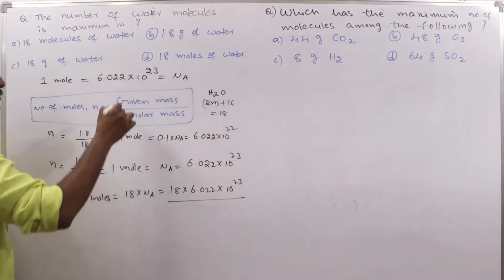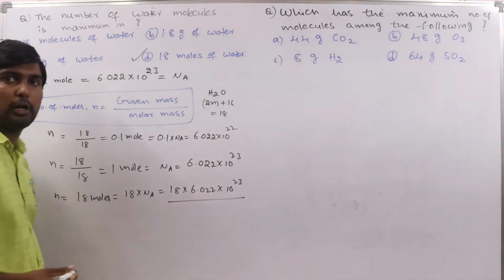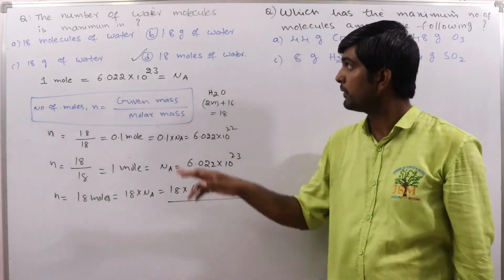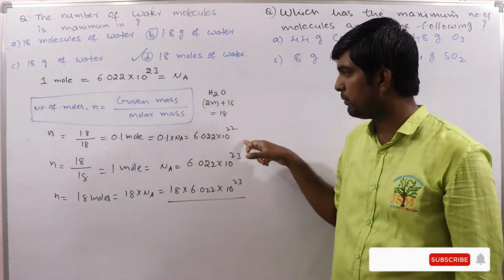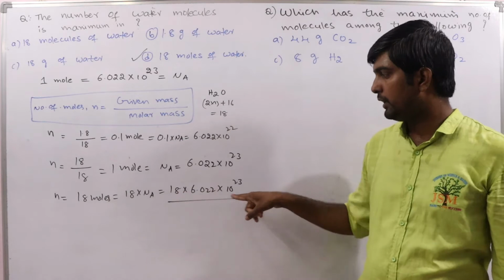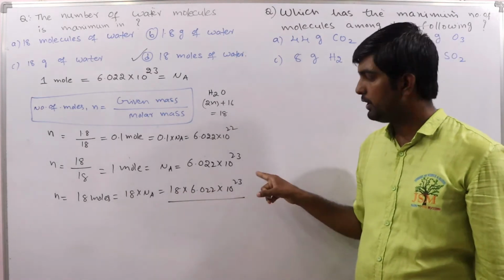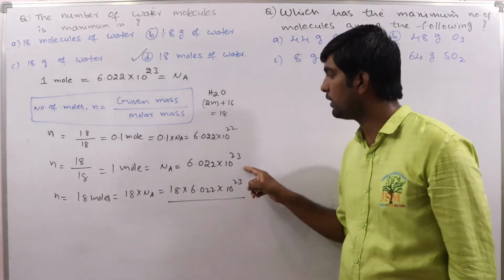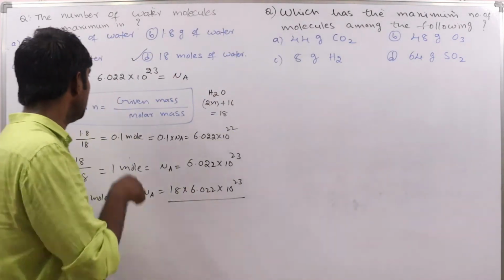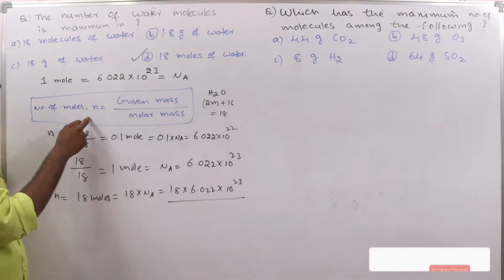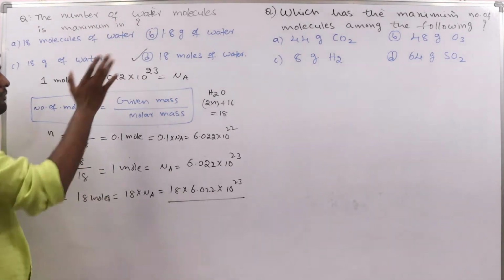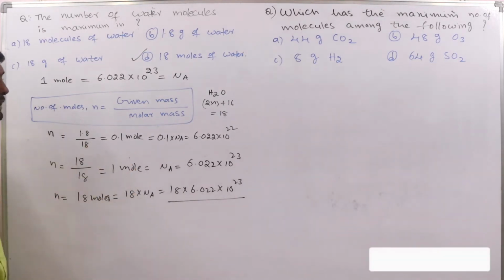See here, in this fourth option we have the maximum number of water molecules. The first option has only 18 molecules, the second option has these many water molecules, the third option these many, and here 18 into Avogadro number. So here we have the maximum number of water molecules. Very simple. Remember this relation. This is a very important formula. We just have to calculate how many moles are present in each and every option, then we get the answer easily.